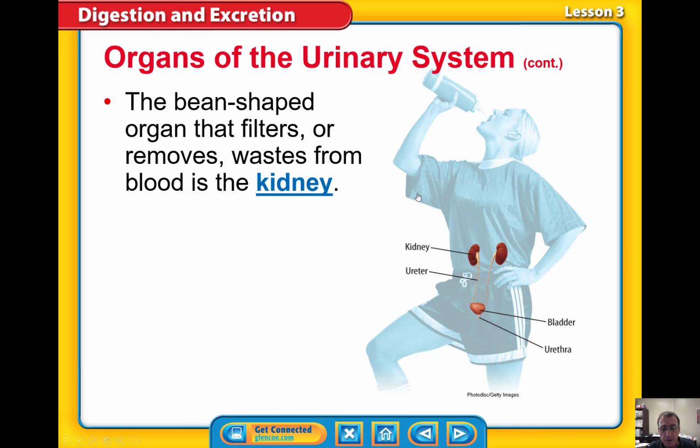Okay, so we have two kidneys, and coming off each one of those kidneys is a ureter. That's why there's two. And then both kidneys and ureters flow into the single bladder, and the urethra comes after the bladder.